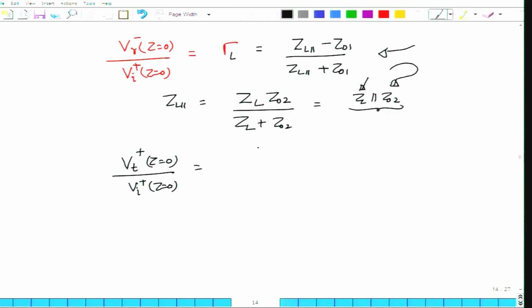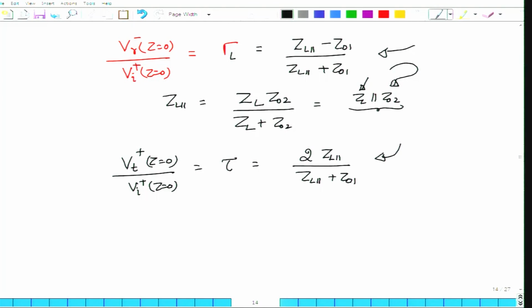This is denoted by, there is not a standard symbol to denote this one. I pick tau, okay. Some people pick a different symbol. So, in my language tau represents the transmission coefficient, and this value is given by 2 ZL parallel divided by ZL parallel plus Z01. Okay. You can show this again by some algebra by solving the previous equations. So, this is the transmission coefficient.